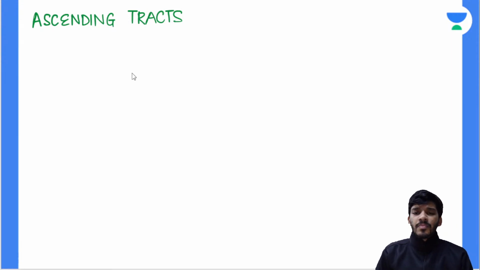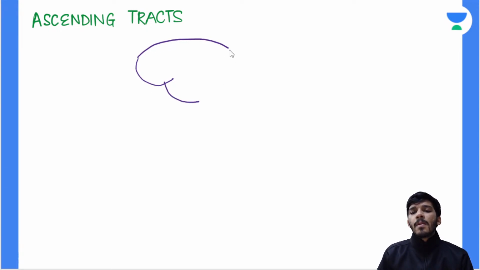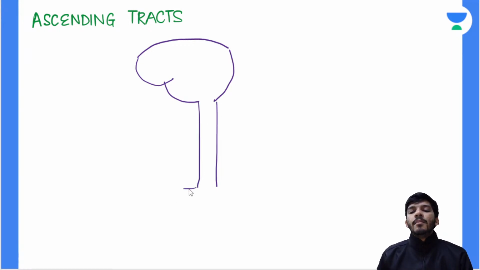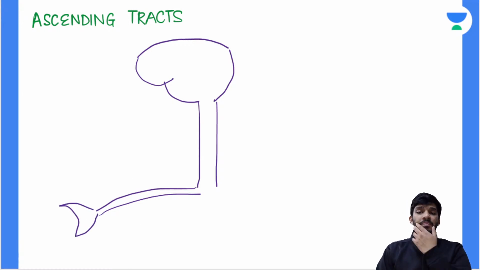This is the brain. From the brain down here, I have a spinal cord. Coming from the spinal cord is a spinal nerve, right? And at the end of that spinal nerve, I have a receptor. So when I have a stimulus, that receptor is going to bring it. And here, remember, you have a dorsal root ganglion for sensory neurons because they are pseudo-unipolar. So that information first goes to the spinal ganglion, and then it gets conveyed to the spinal cord.